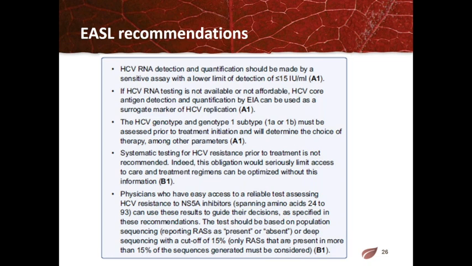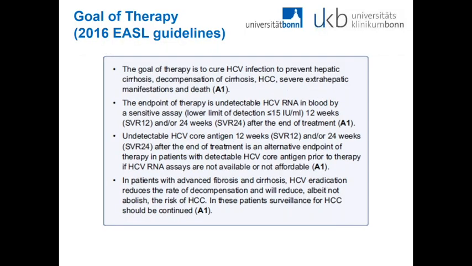And then, as mentioned earlier, the genotype is important because it will determine the choice of therapy among other parameters. Resistance testing in general is not recommended, although there are some drugs in the US, for example, which are licensed only on the basis of a prior resistance test. This is particularly important for genotype 1A patients for some of the licensed drugs, but most of the drugs can be given without a resistance test. Next slide, please.